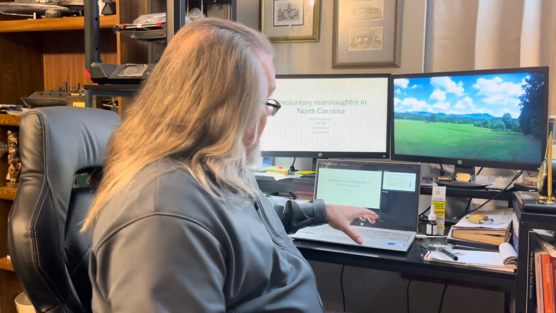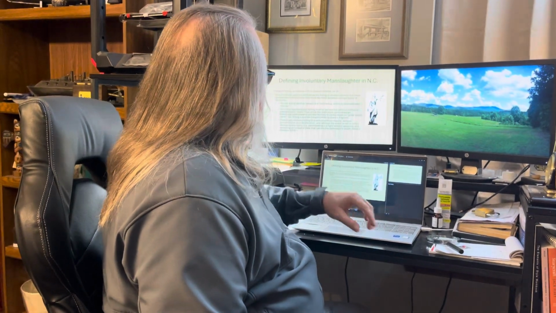Today I'm going to talk about the crime of involuntary manslaughter in the state of North Carolina. I chose this because there are several important distinctions, several elements of the crime that have to be demonstrated in order to prove this, and I think it's important to understand how this works so that you can distinguish this from other forms of homicide. So I'm going to go ahead and jump right into this.